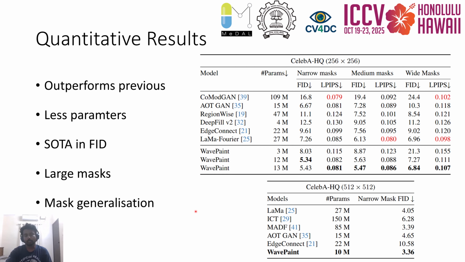We also observed mask generalization in our experiments, where models trained on wide masks can perform well on medium and narrow masks. So this is the result on CelebA-HQ 256 by 256 images, and this is for 512 by 512 images, where we are still getting state-of-the-art performance.